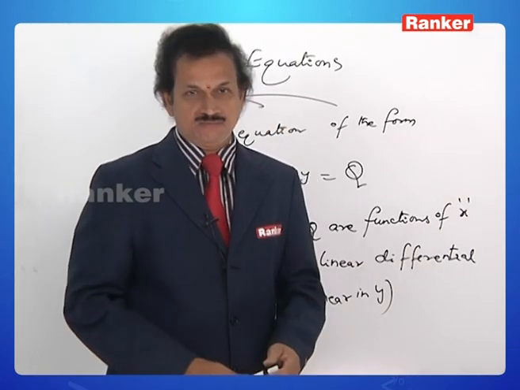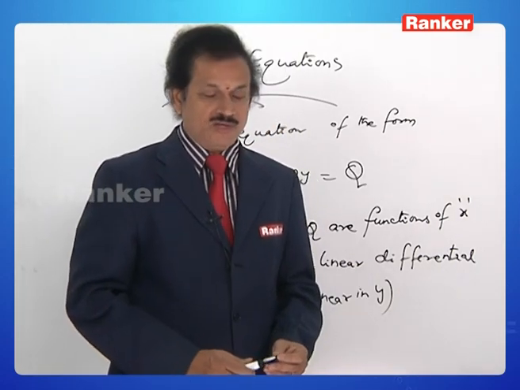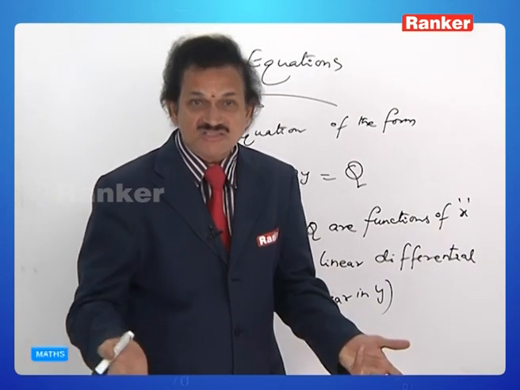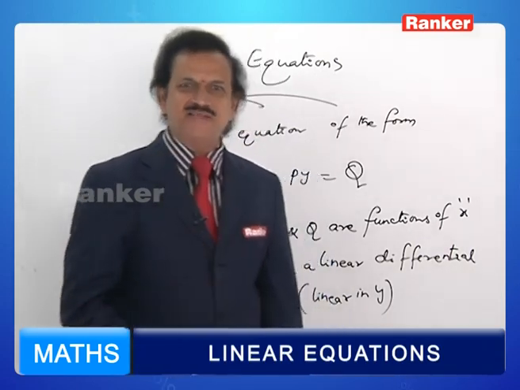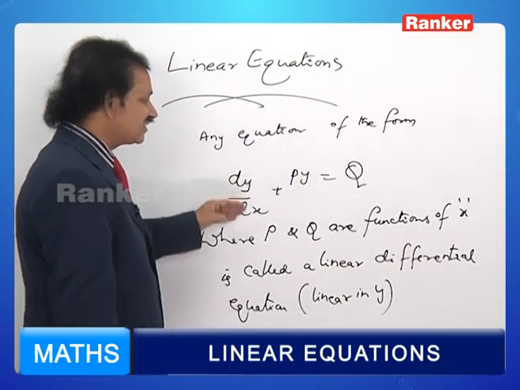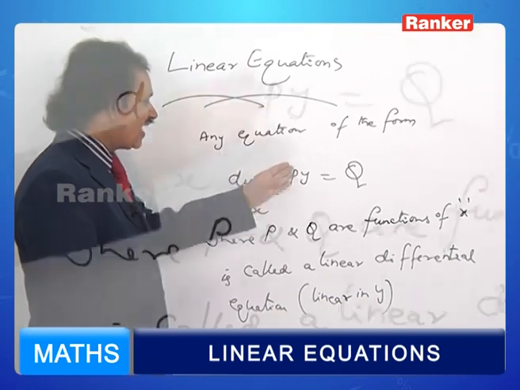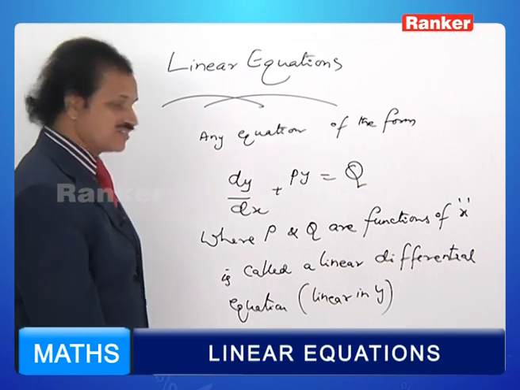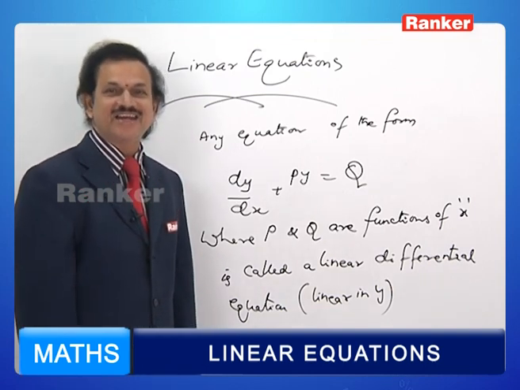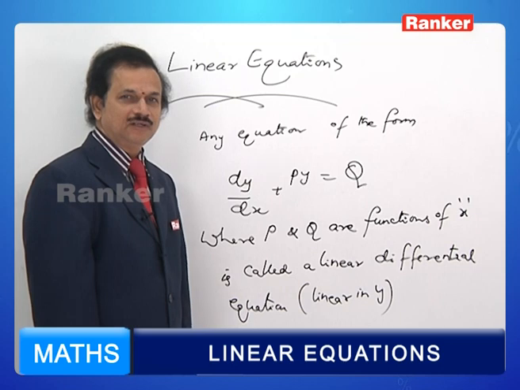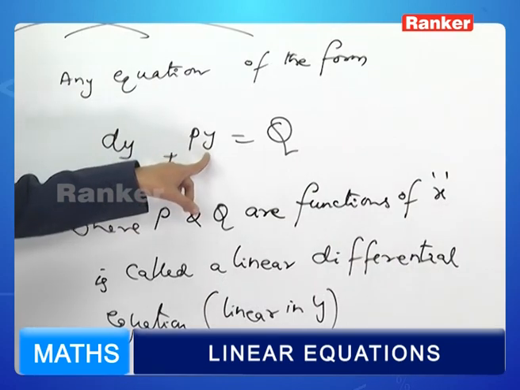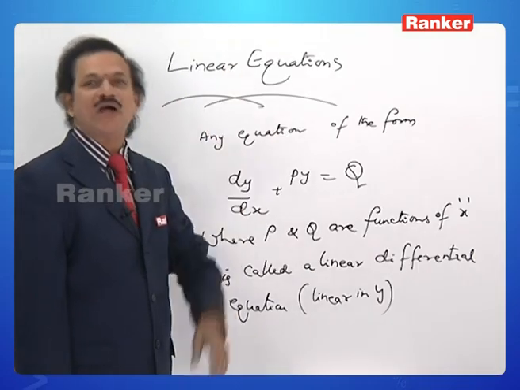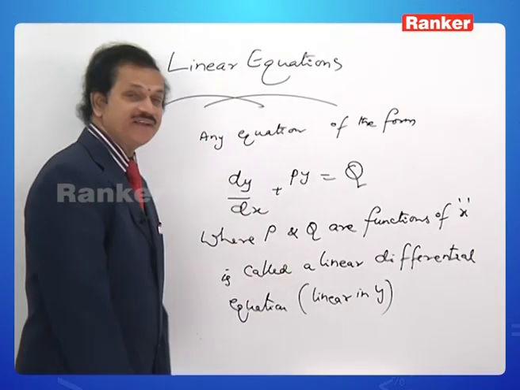Now you may get it out. Is it possible to observe a given differential equation linear in x? Why not? That will also be there. What is it? dx by dy plus Px is equal to Q can then be called a linear differential equation, which is linear in x, of course. In such a case, x appears at this place. P and Q will then be functions of y, linear in x, and this is linear in y.